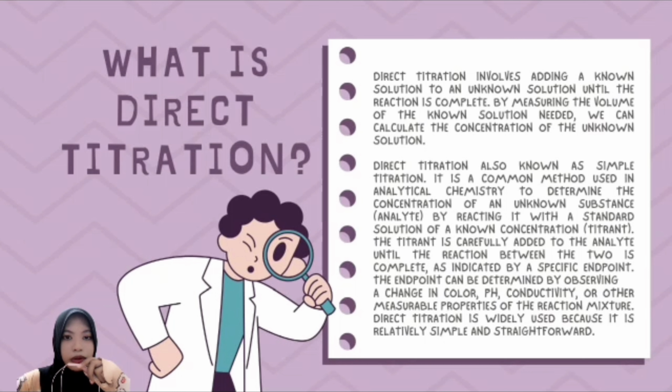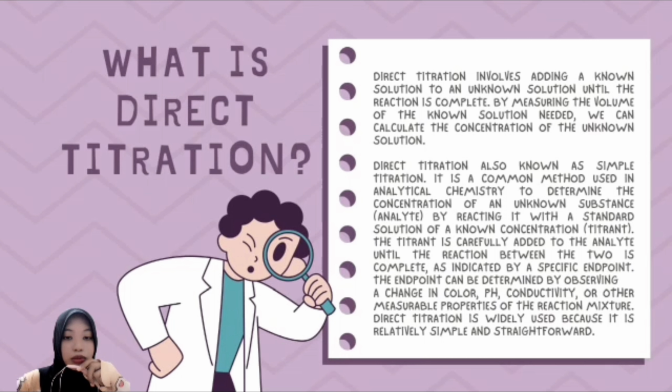Direct titration, also known as simple titration, is a common method used in analytical chemistry to determine the concentration of an unknown substance, which is analyzed by reacting it with a standard solution of a known concentration, which is the titrant. The titrant is carefully added to the analyte until the reaction between the two is complete, as indicated by a specific endpoint. The endpoint can be determined by observing a change in color, pH, conductivity, or other measurable properties of the reaction mixture.